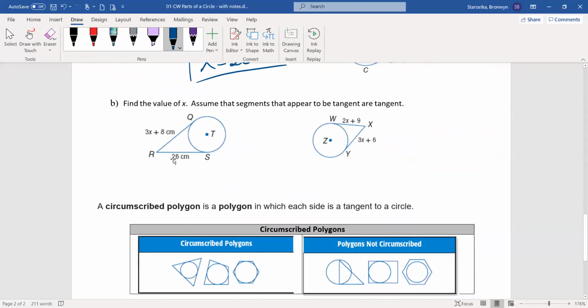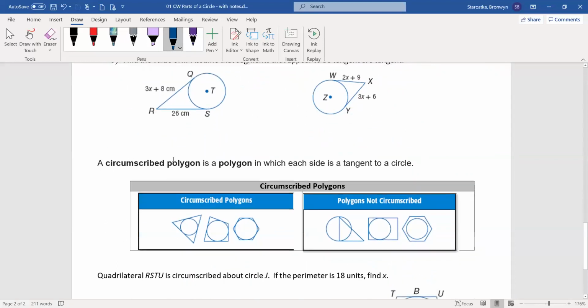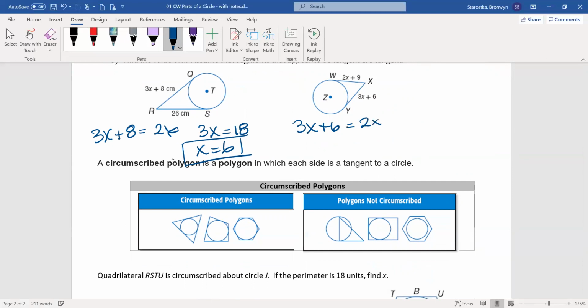3x plus 8 equals 26. 3x equals 18. X equals 6. And again, 3x plus 6 equals 2x plus 9. Subtract 6, subtract 2x, x equals 3. So these are the easy type.